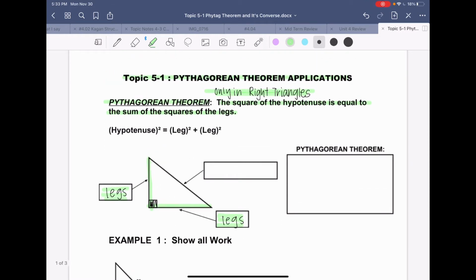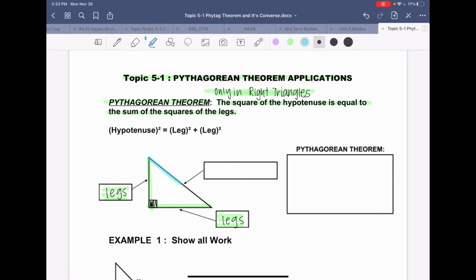Okay, I'm going to give you time to write the Pythagorean theorem. You can pause this video if you need to, so y'all can hurry up and write the Pythagorean theorem for the definition. And then I want you to write the actual picture out.